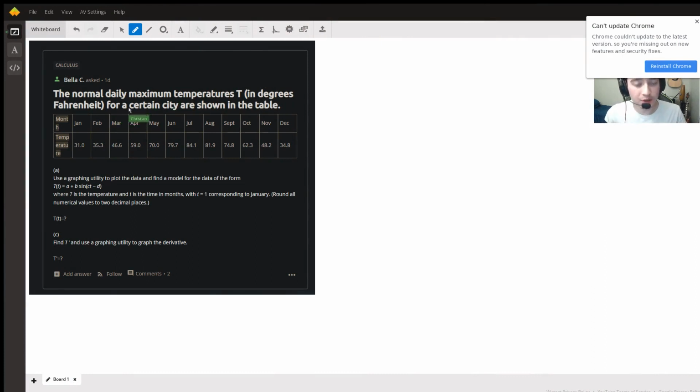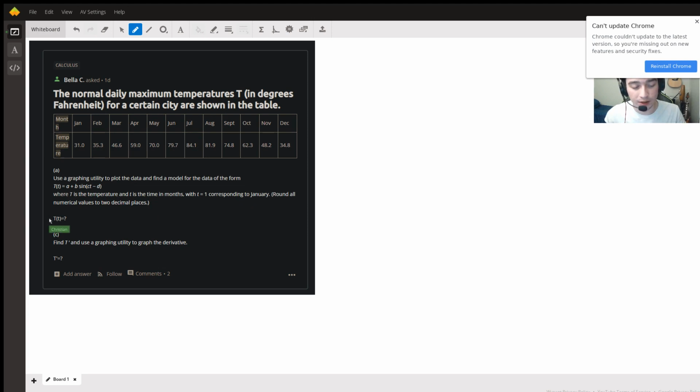Okay, so for this problem right here, it gives us a table of months and their maximum temperature in degrees Fahrenheit. So for part A, it says use a graphing utility to plot the data and find a model for the data of this form given right here. So T is the temperature and the small t is the time in months, with t equals 1 corresponding to January, this first point right here. Now it says round all numerical values to 2 decimal places.